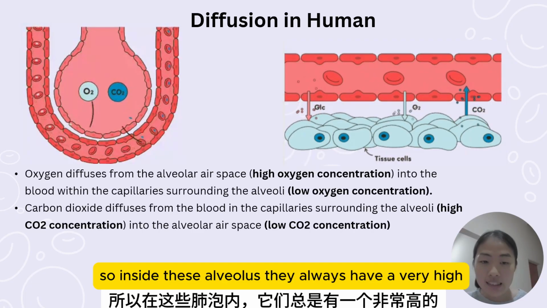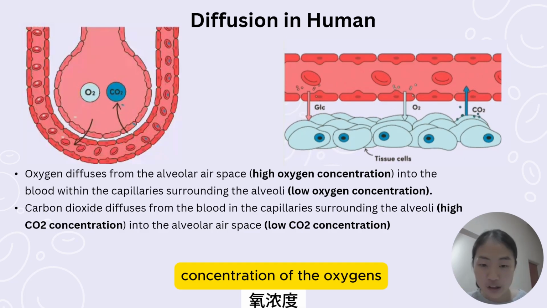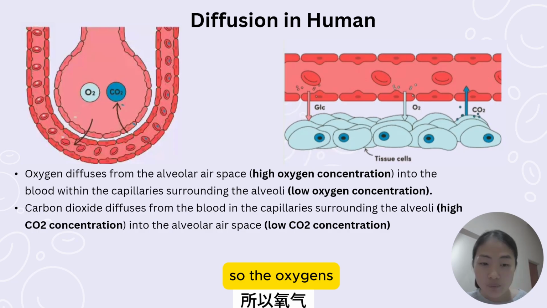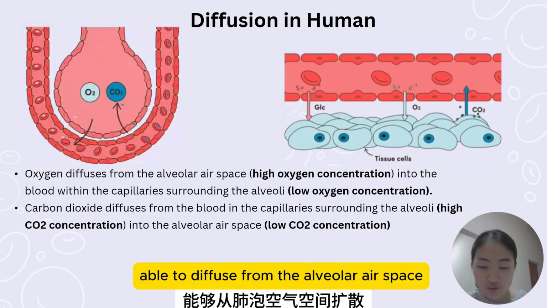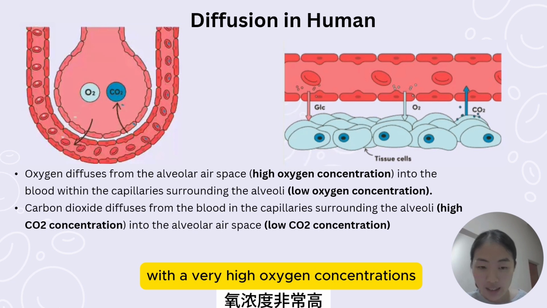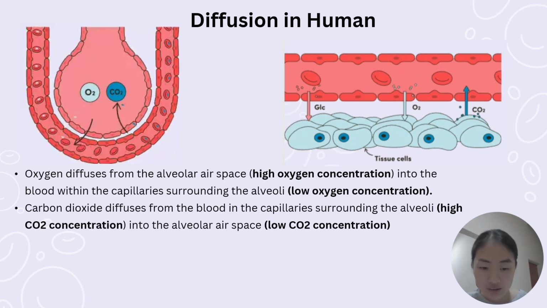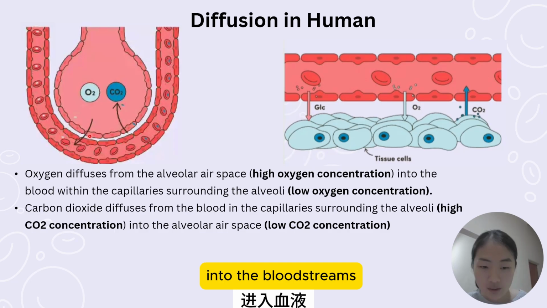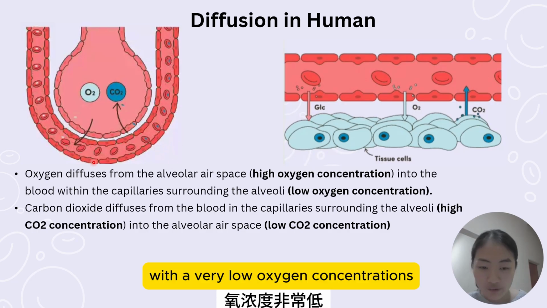So inside this alveolus, they always have a very high concentration of oxygen. So the oxygen is able to diffuse from the alveolar air space with a very high oxygen concentration into the bloodstream, into the blood capillaries surrounding the alveolus wall with a very low oxygen concentration.